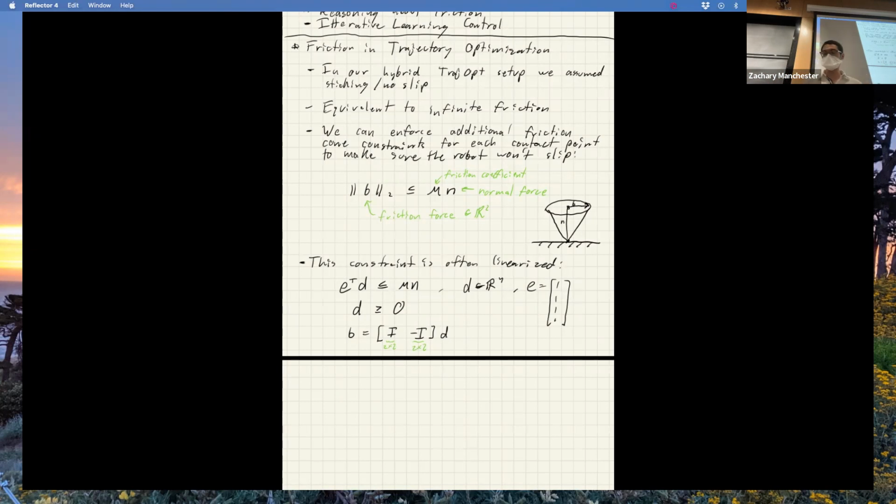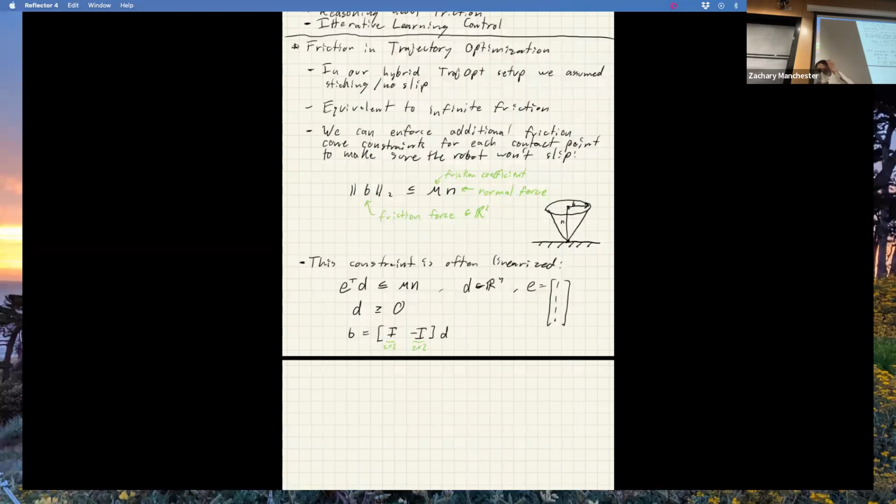So E transpose D is just summing all the elements of D, right? So it's got to be positive, because those are all positive. In terms of B, the original friction vector, what is that thing? What norm? Yeah, exactly. So it's the sum of the absolute values, which is the L1 norm.